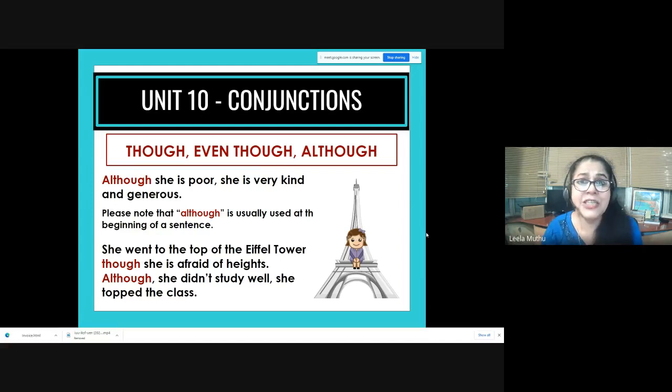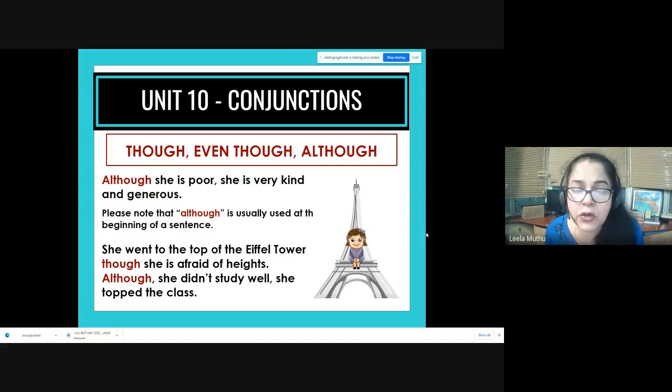Okay. But in this case, she's poor. She doesn't have any money. So, although she is poor, okay, the first sentence you've added, although she is poor, is one sentence. You put a comma to separate the two sentences, but make it into one sentence which is joined together by that word or conjunction, although. Although she is poor, she is very kind and generous.